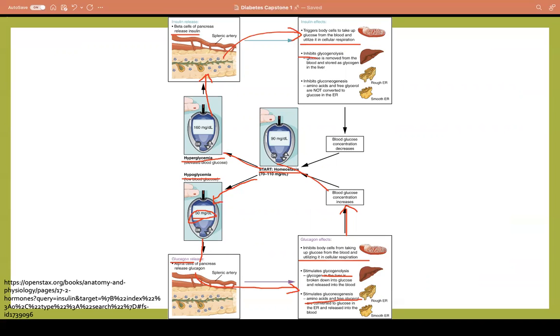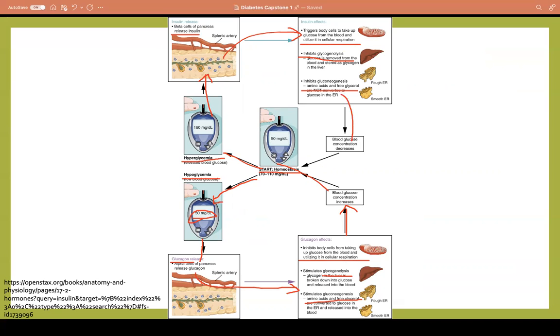It also inhibits glycogenolysis, which is the breaking down of glycogen from the liver into glucose. So it's going to stop that process so that we don't have more glucose going into our blood. And then it's also going to inhibit the amino acids and free glycerol from being broken down into glucose in the ER. So it's going to stop that process as well.